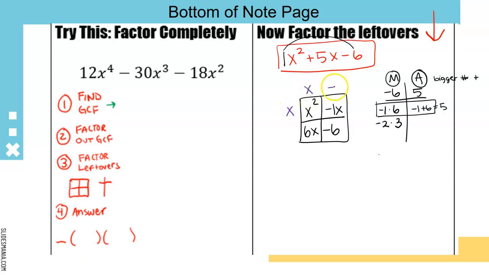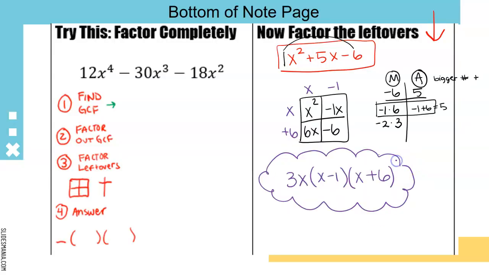X times x, -1, positive 6. So the factors I get from my box are x minus 1 and x plus 6. But now I can't forget that in the very beginning of the problem, I factored out that GCF of 3x. So I need to include that in my final answers. All three of these pieces are factors of our original problem.